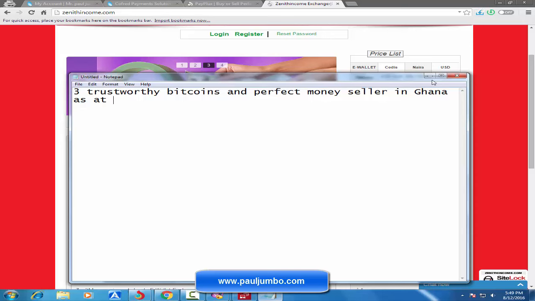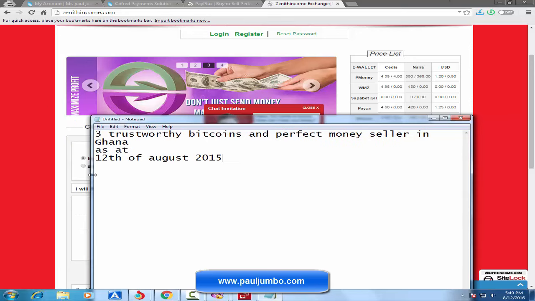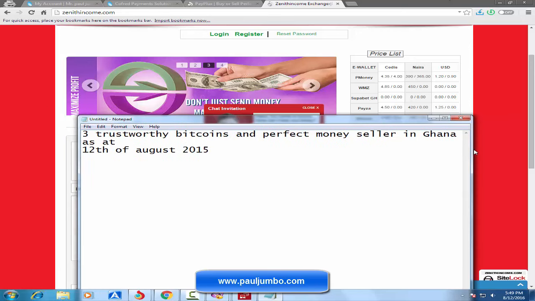One is actually Zenith Income. You can buy Perfect Money from them. They have an office around the Sekou Adabraka area, so you can actually go to their office and pay in cash. Once you pay in cash, you give them your Perfect Money or Bitcoin account, so they will fund the account for you. Once they fund the account for you, then you can leave. Maybe at your next transaction, you can now deal with them online and the rest. But their service is okay.